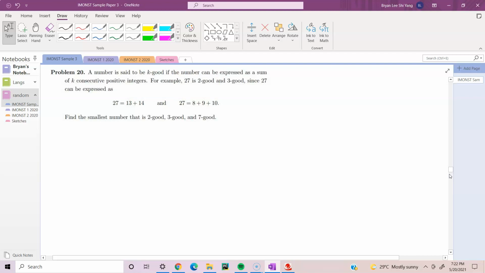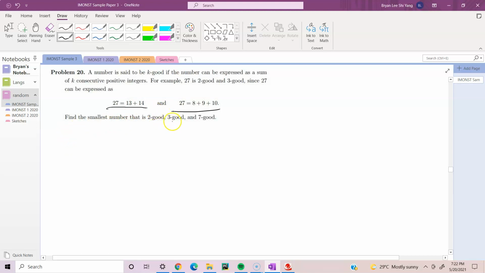A number is said to be k good if the number can be expressed as a sum of k consecutive positive integers. For example, 27 is 2 good and 3 good, as you can see in the problem. Now, find the smallest number that is 2 good, 3 good, and 7 good. So let's try.